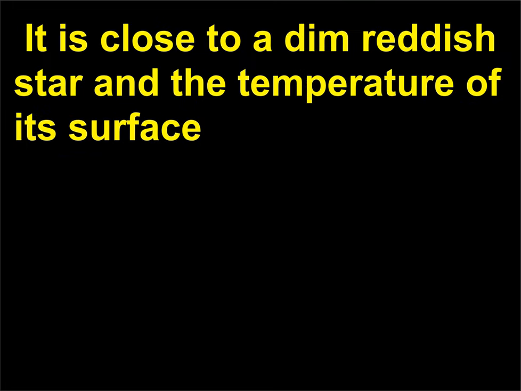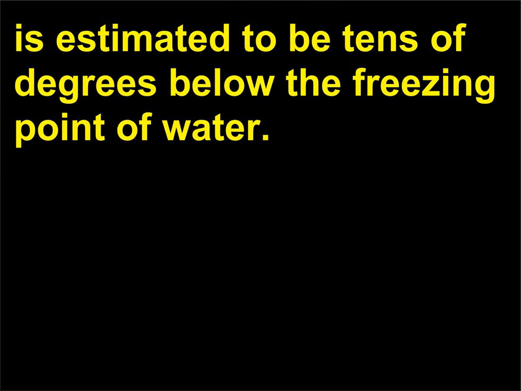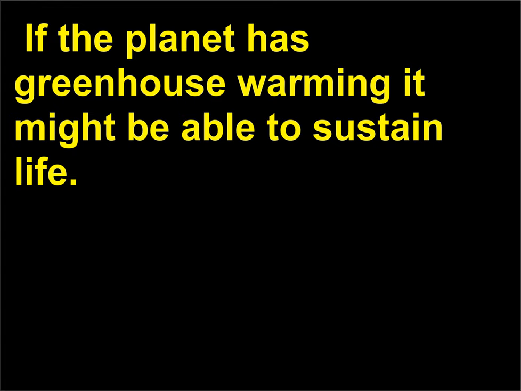It is close to a dim reddish star, and the temperature of its surface is estimated to be tens of degrees below the freezing point of water. If the planet has greenhouse warming, it might be able to sustain life.